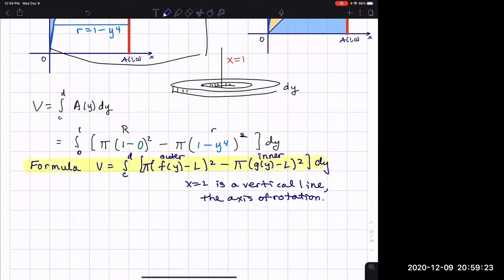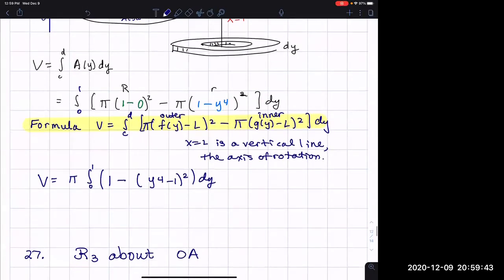So you have that formula, but we're going to have V equals pi. I'll factor out pi, integral from 0 to 1. I'm writing f of y minus L, but you can write L minus f of y. But 1 squared is obviously 1. And then I have 1 minus y to the fourth, but that's the same thing as y to the fourth minus 1. And then I will expand that. 1 minus y to the fourth squared is y to the eighth minus 2y to the fourth plus 1.